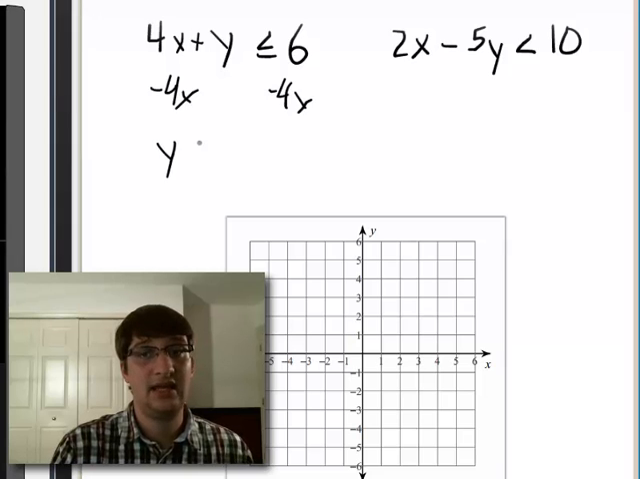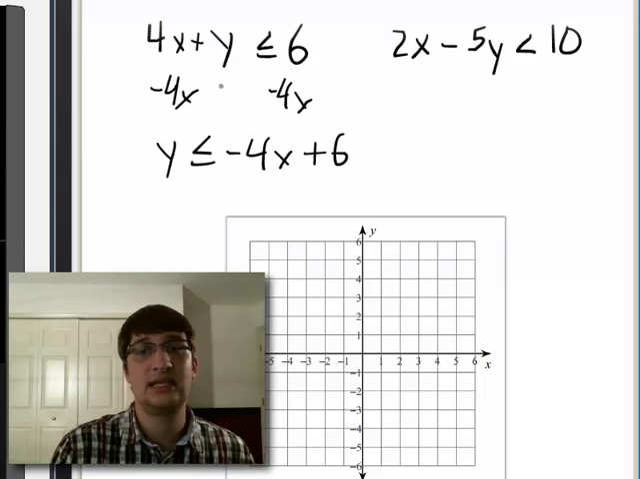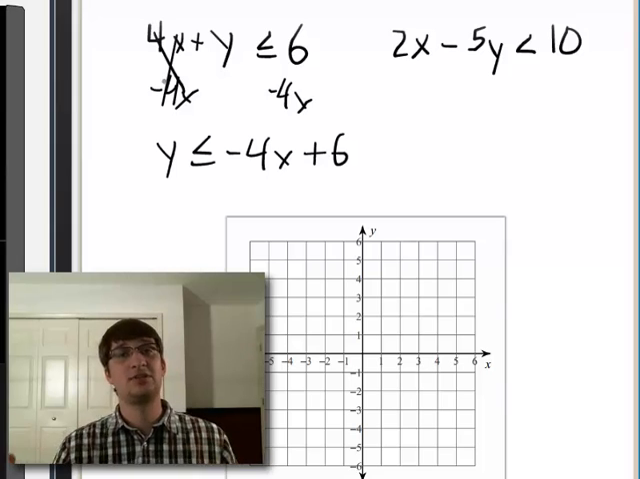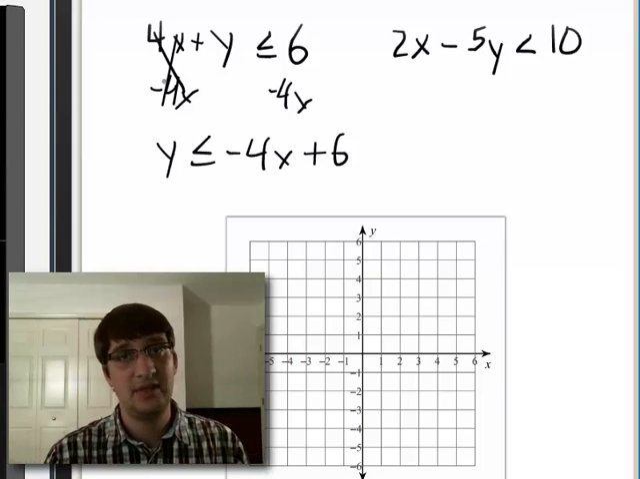And I'm going to end up getting y is less than or equal to negative 4x plus 6. Again, I didn't have to change the inequality sign because I did not multiply or divide by a negative number. Let me do the next one.